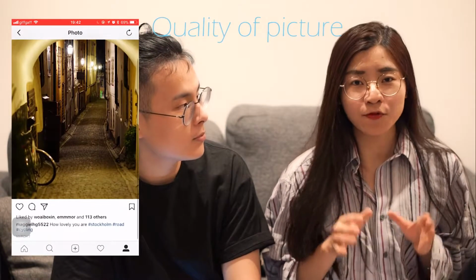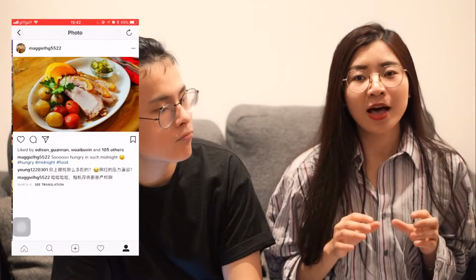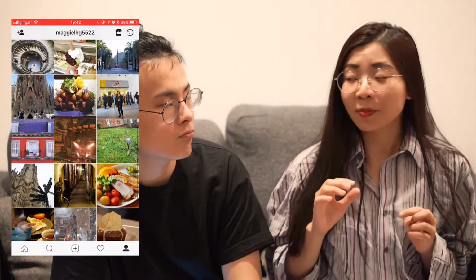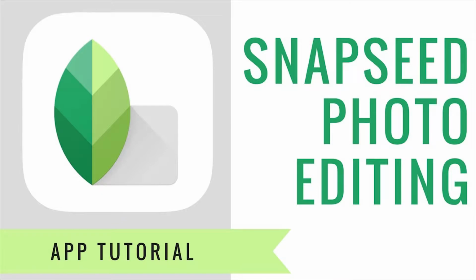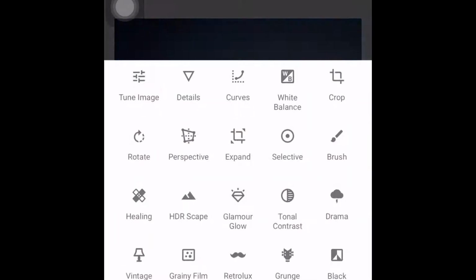So, say something about your success on Instagram. Well, actually, I really focus on the quality of my pictures. I always control the color scheme. Now, I want to recommend an application to you named Snapseed. It's really useful for my pictures.